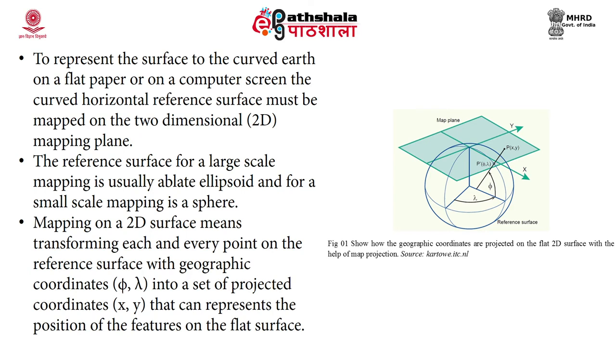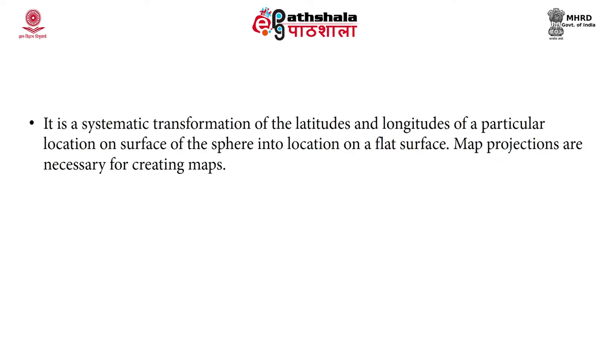Mapping on a 2D surface means transforming each and every point on the reference surface with geographic coordinates, that is, the latitude and longitude, into a set of projected coordinates, that is, the X and Y, that can represent the position of features on the flat surface. It is a systematic transformation of the latitude and longitude of a particular location on the surface of the sphere into a location on a flat surface.